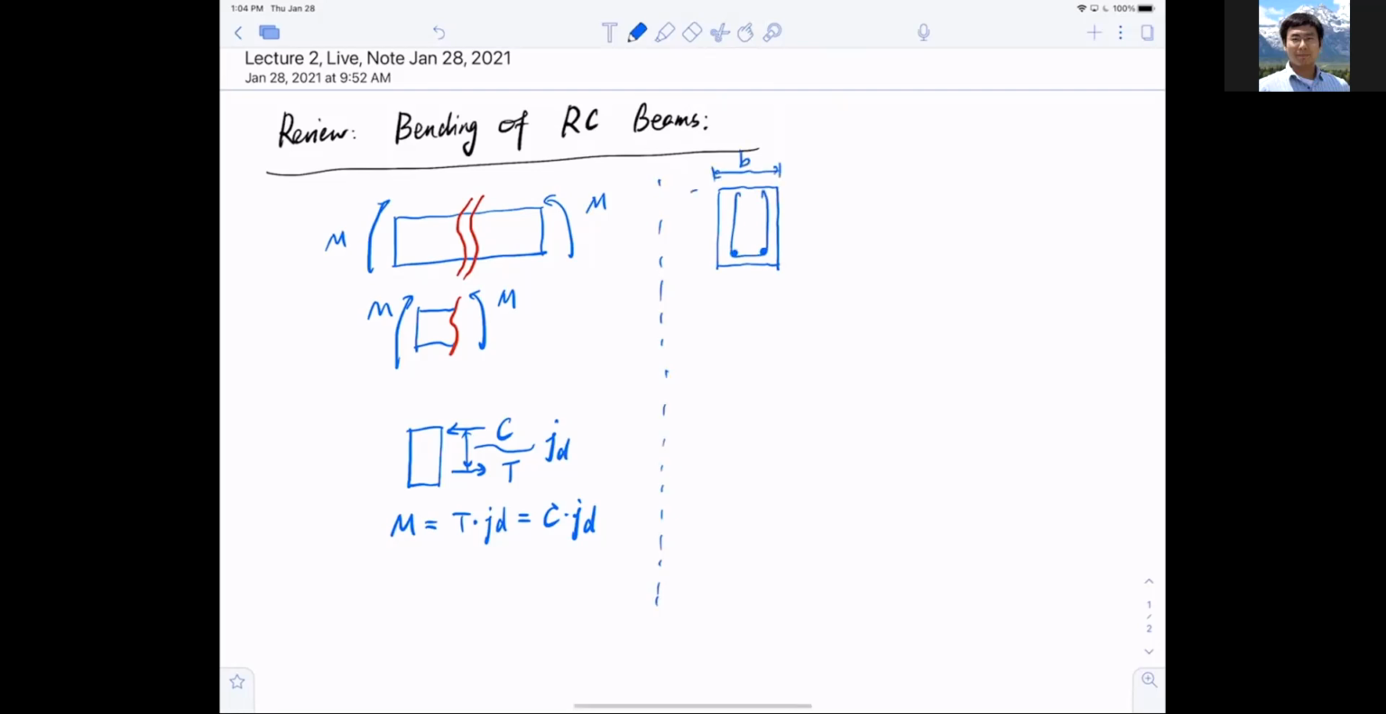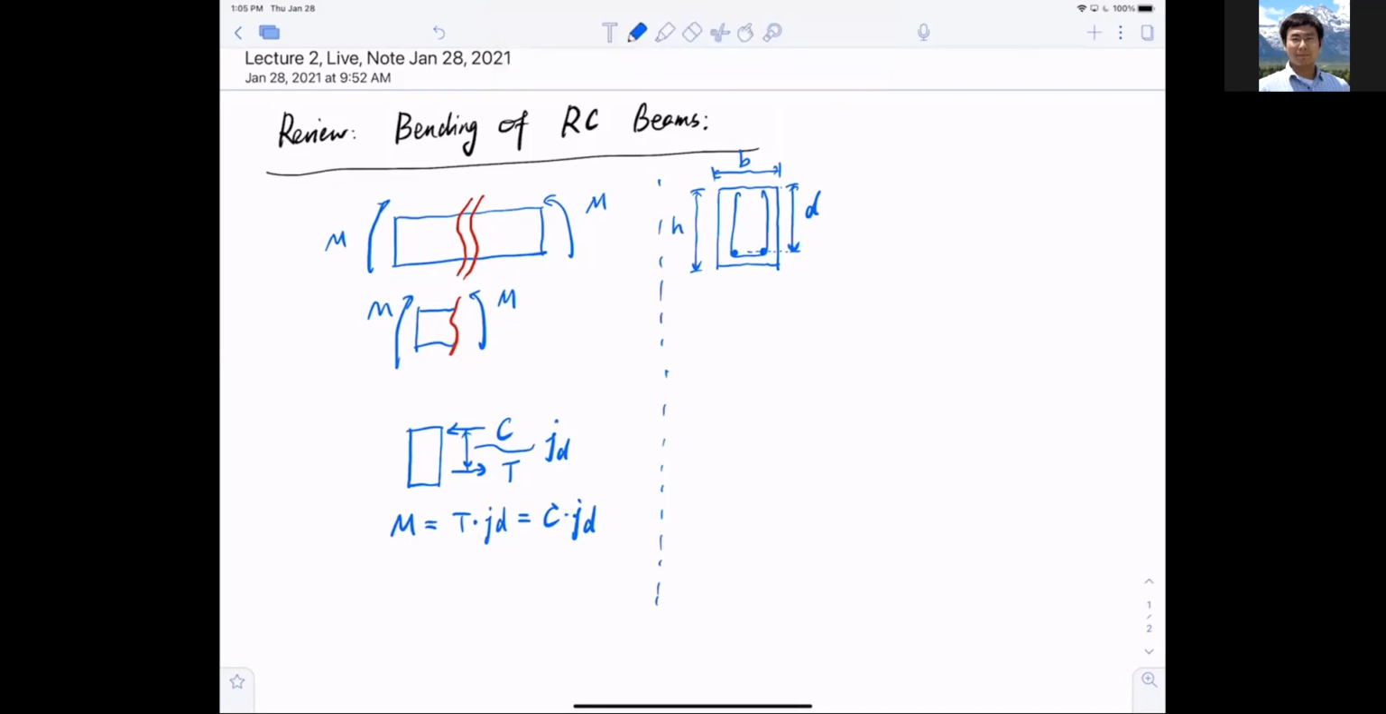The width is b, the height is called h, and we also introduce a new concept, the distance from the top fiber of the section to the centroid of the last layer of reinforcement. Be careful. This is called the depth d. Since I only have one layer, I just have d. We'll talk about more details if I have multiple layers. But this is the definition of depth.